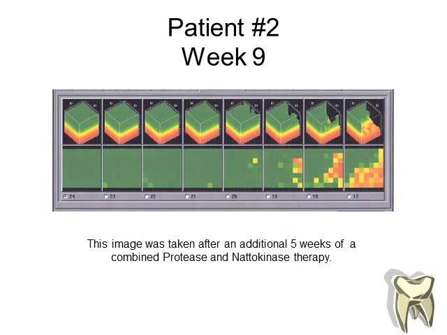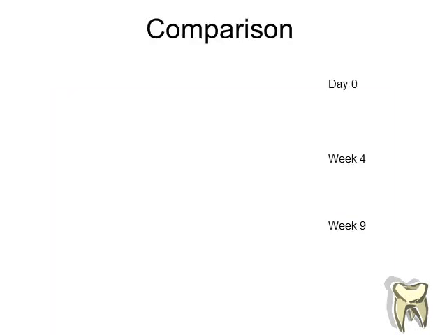This was the same patient 9 weeks later. This image was taken after an additional 5 weeks of a combined therapy of protease and nattokinase together. So we decided that we would try a little bump with the nattokinase. If we look at all 3 compared, here we're able to see day 0, week 4, and week 9. It gives us the impression that we're able to fill in some area that at first gave us the impression that there was ischemia in this particular area.